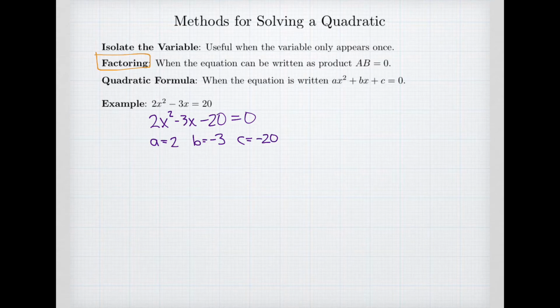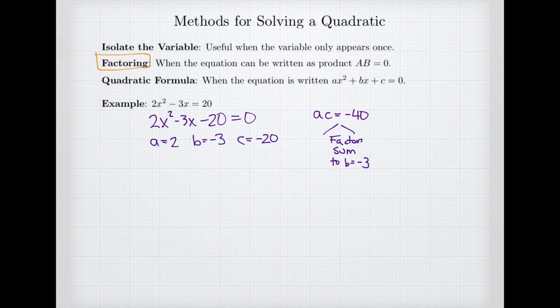When I want to factor it, if I can't see directly how to factor, what I'll do is take the product of a times c. So here, a times c equals negative 40. And we're going to look for factors that add to give me the value of b. So the factors that sum to b, which is negative 3. Okay. So I think about negative 40, and with a little bit of trial and error, I realize that 8 and 5 are factors of 40.